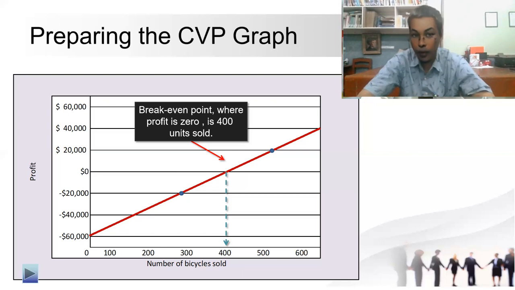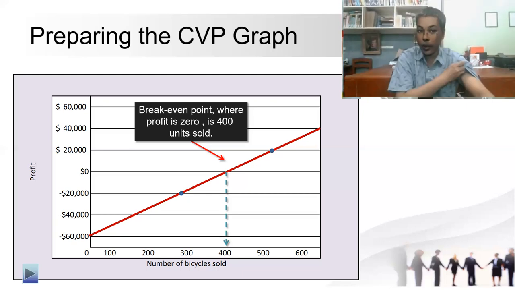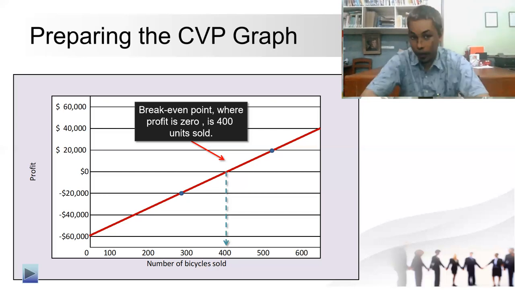Profit graph means this red curve here, because the profit graph utilizes the profit equation. Again, for the last time, the profit equation is: profit is equal to unit contribution margin times Q minus fixed expenses.